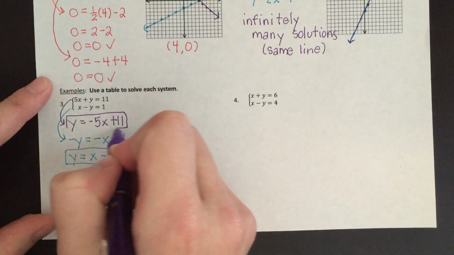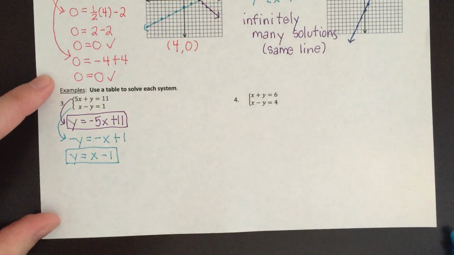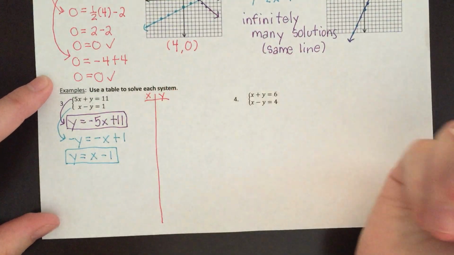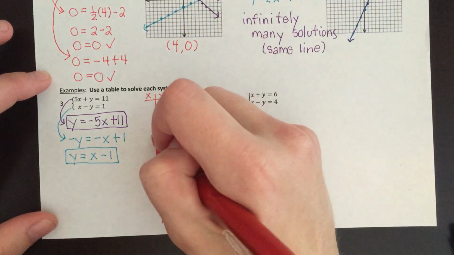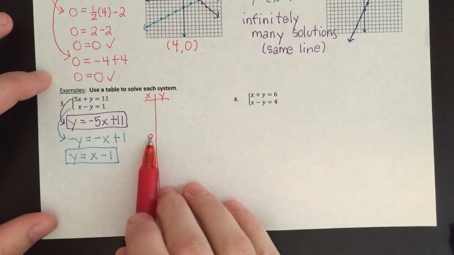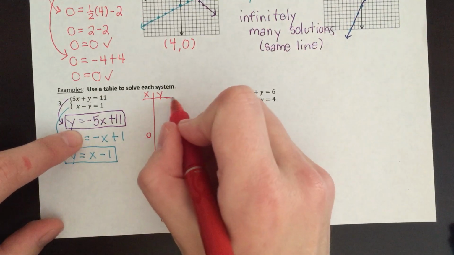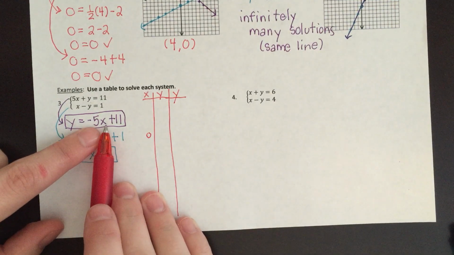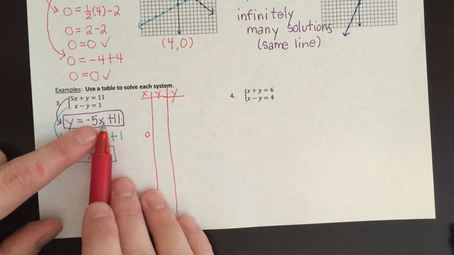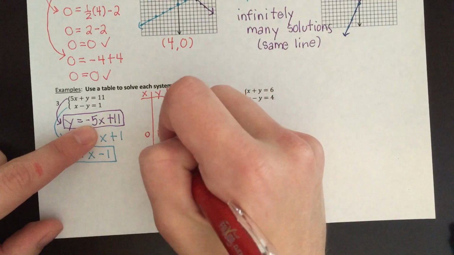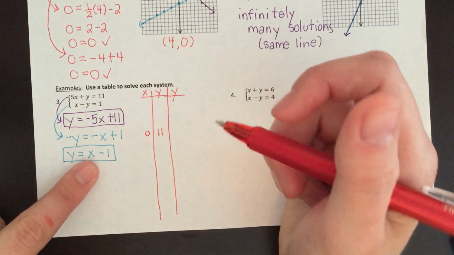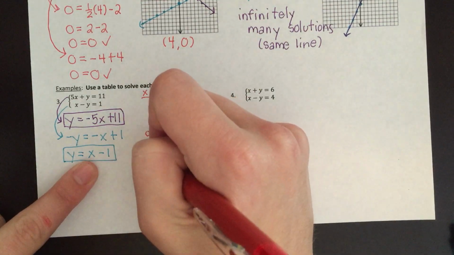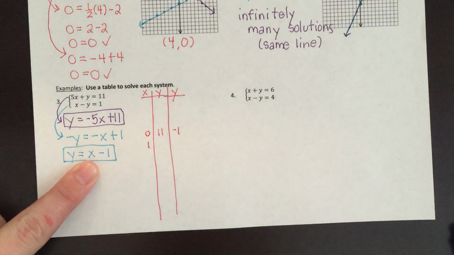And now for a table. This is a tricky thing, kind of. An x and y table. I'm going to make it long because I have no clue where my solution is going to be. The easiest thing to do is to start with 0. If I plug in 0 for x, and this is going to have two y's because we have two equations, 0 times negative 5 is 0, plus 11 is 11. For the second equation, 0 minus 1 is negative 1. Those definitely are not the same coordinate, so that's not where they intersect.